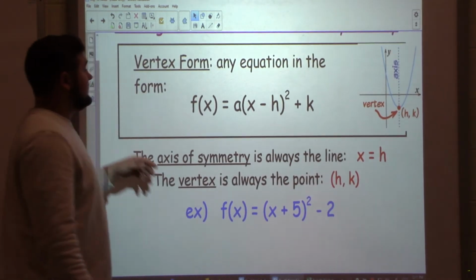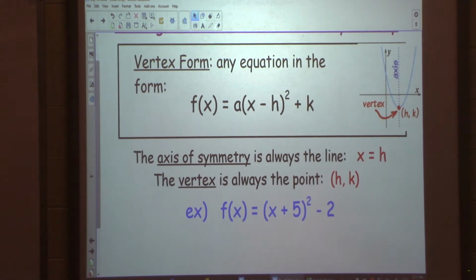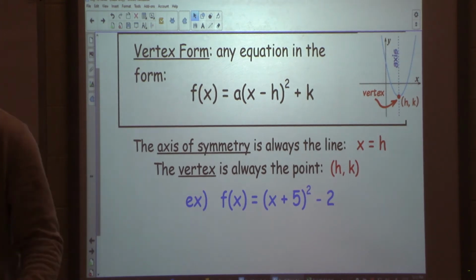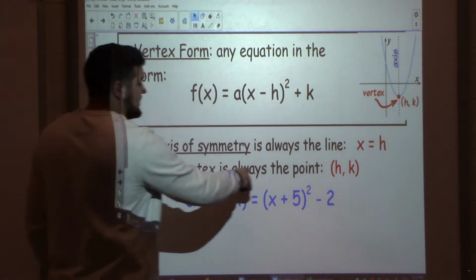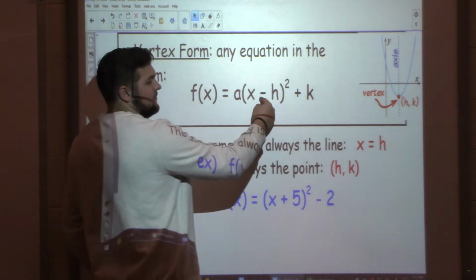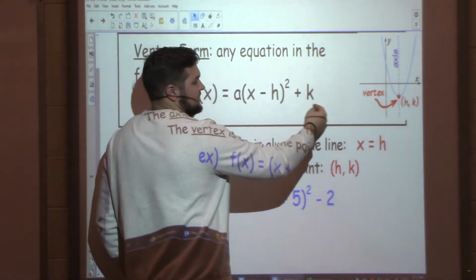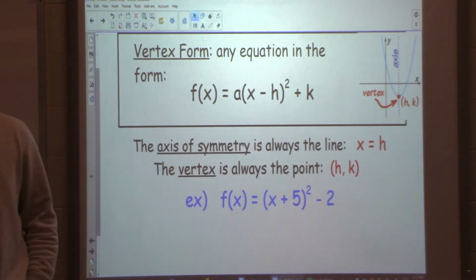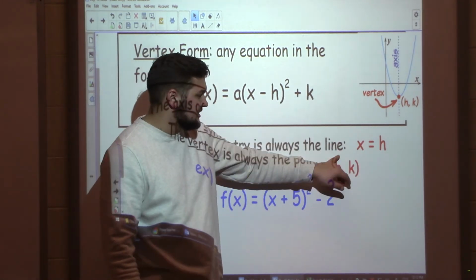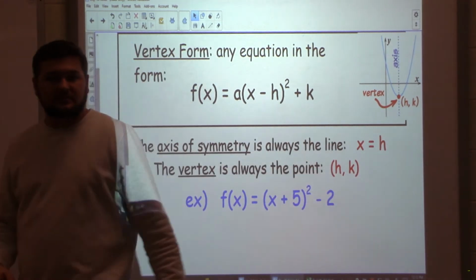Vertex form. The equation a times x minus h squared plus k. So, this one, it's called vertex form because they give us the vertex right in it. If you look, this says the vertex is always the point h comma k. So that means I can look right at my equation, and I can take h, and I can take k, and that's my vertex. Then my axis of symmetry is x equals h, right? It's x equals whatever that x value is.